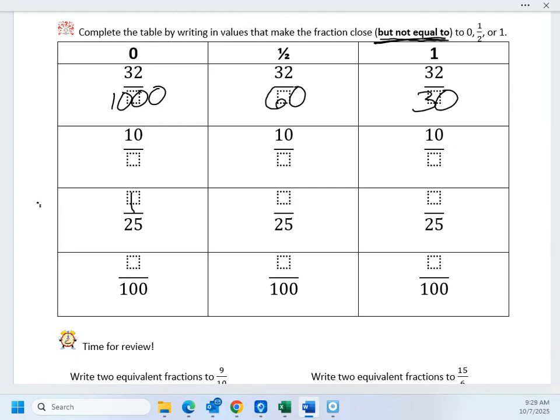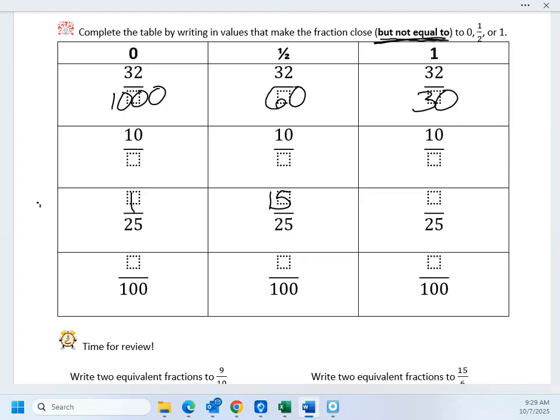15. Yeah. What is half of 25? It's 12 and a half. So we want a number that's close to that halfway mark. So half of 25 is 12 and a half, 15 is close to 12 and a half.